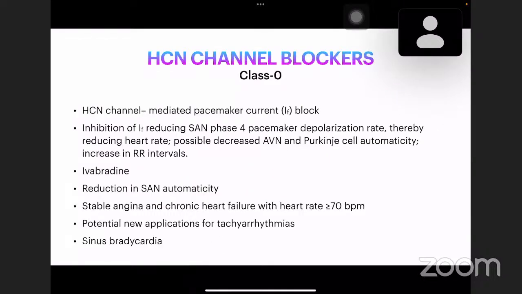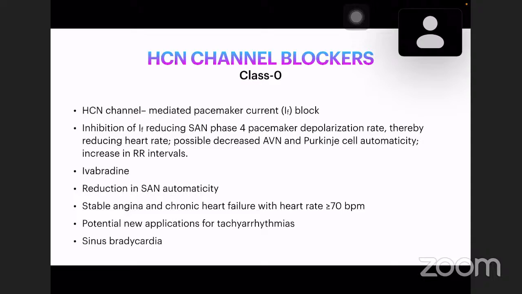Coming to class 0, these are HCN channel blockers. Only one drug is there. They particularly affect the sinus node, reducing the phase 4 pacemaker depolarization rate and heart rate, and also decrease AV node automaticity and Purkinje cell automaticity, and increase the RR intervals. So what are these HCN channels? I will explain the mechanisms at the end.